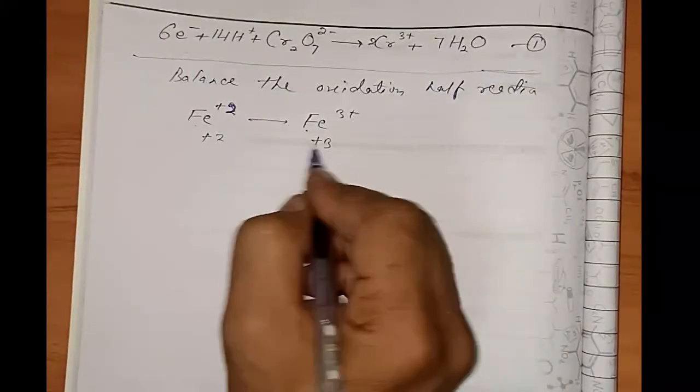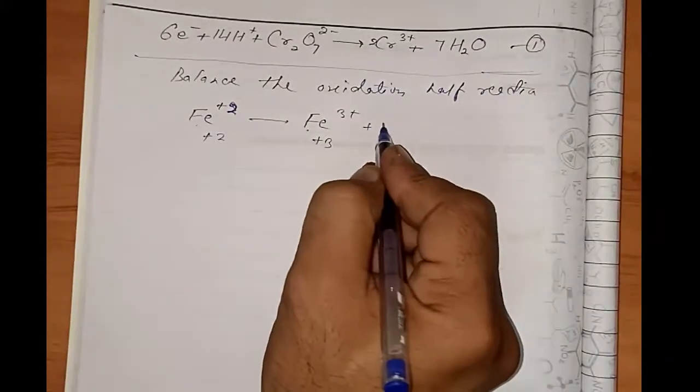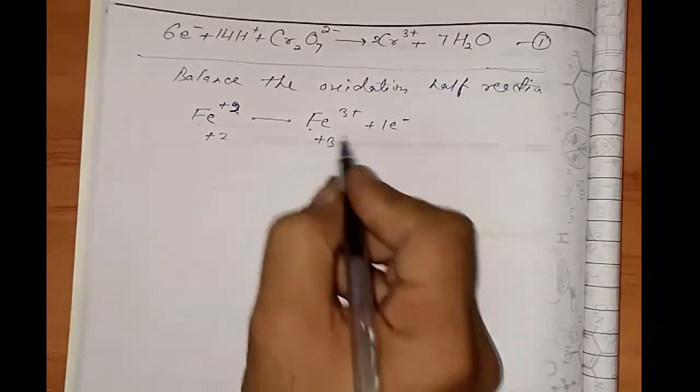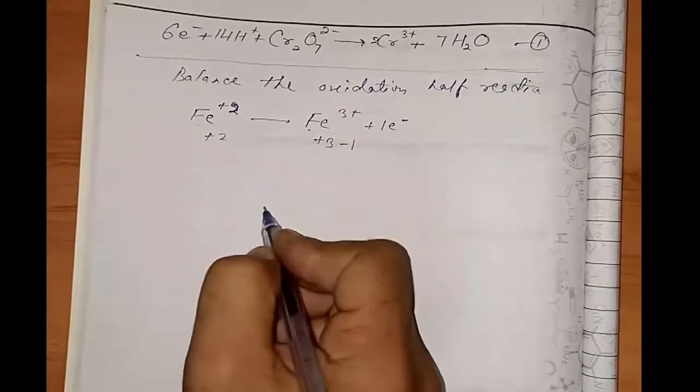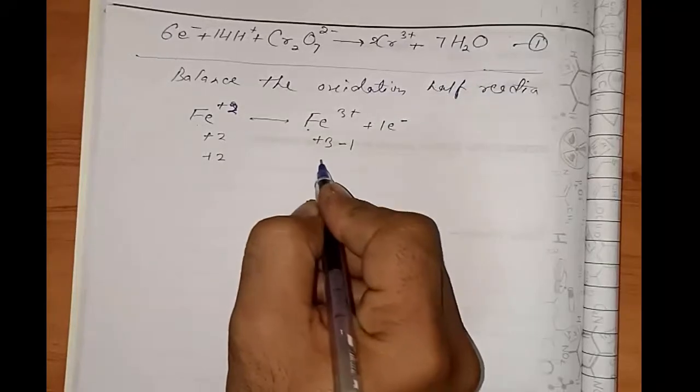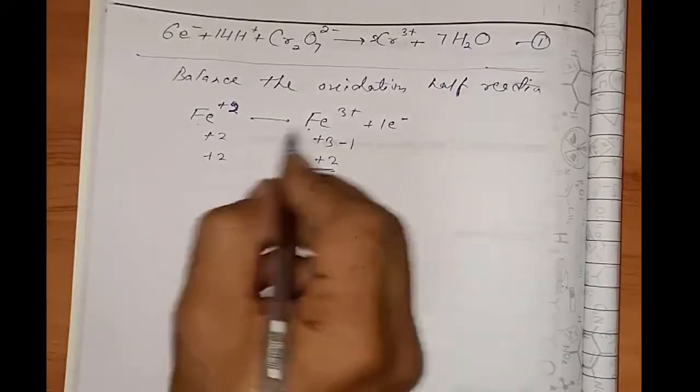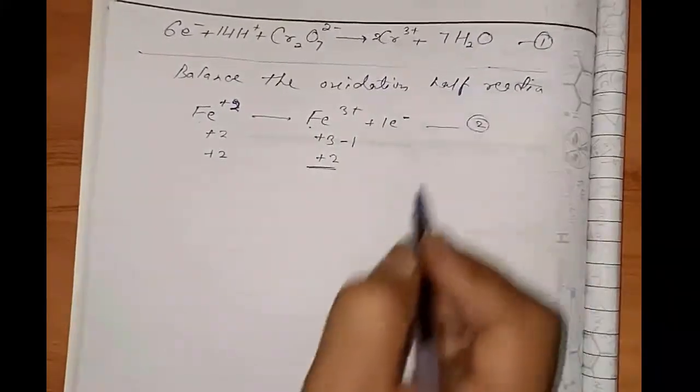Now we have to add electron in order to balance this charge. So I add 1 electron here. Okay, 1 electron charge will be -1. So here total charge will be +2, here also +2. So it means charge is balanced in this reaction.